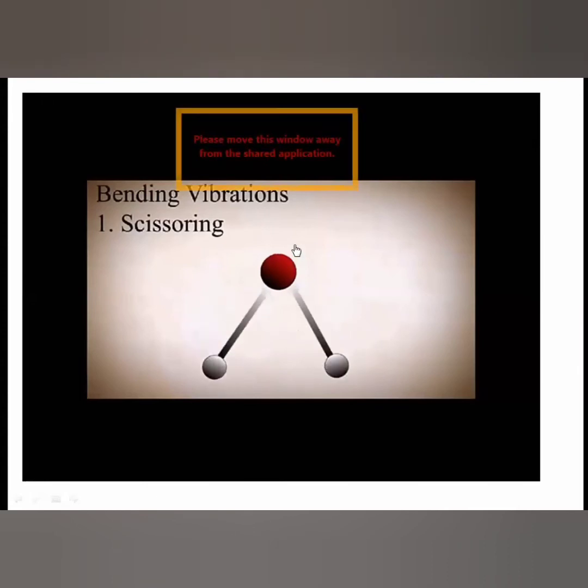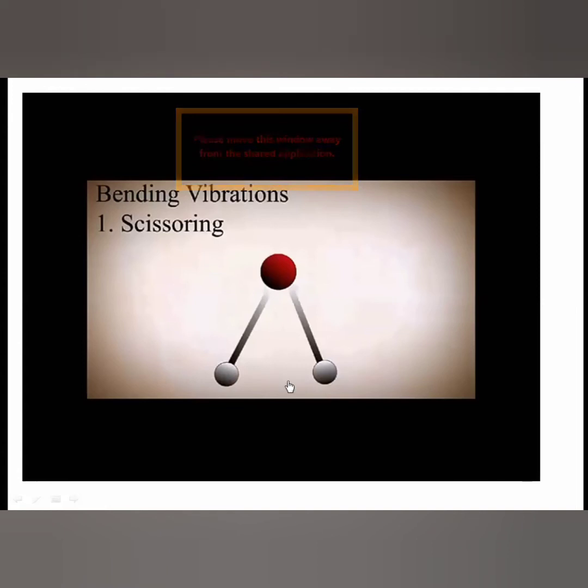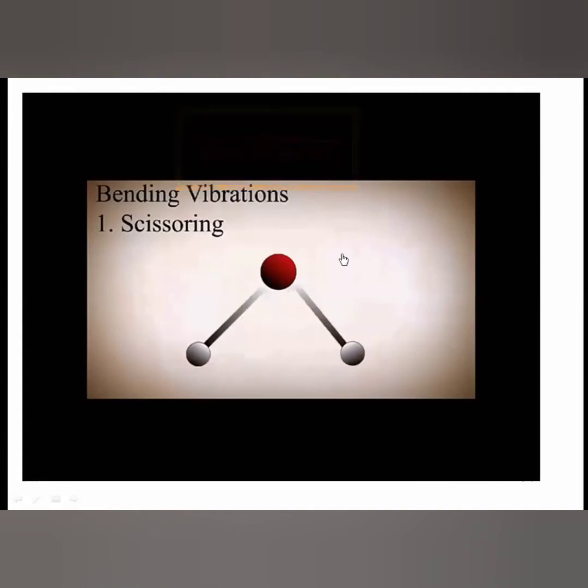Then the second one is bending vibration, scissoring, in-plane bending. Bending means its bond angle changes upon vibration. Here, both ends come closer, then move away, and come closer and move away again, and that is scissoring.